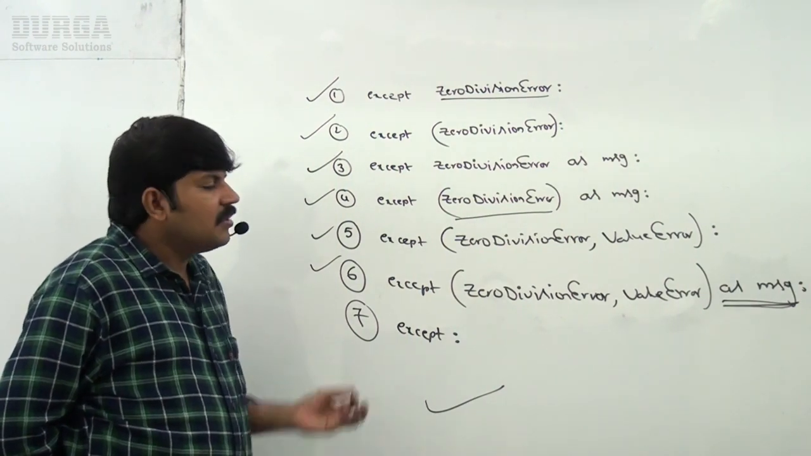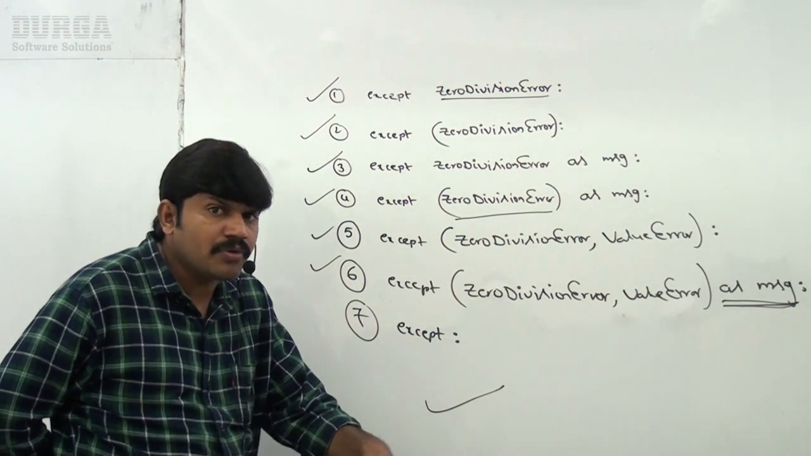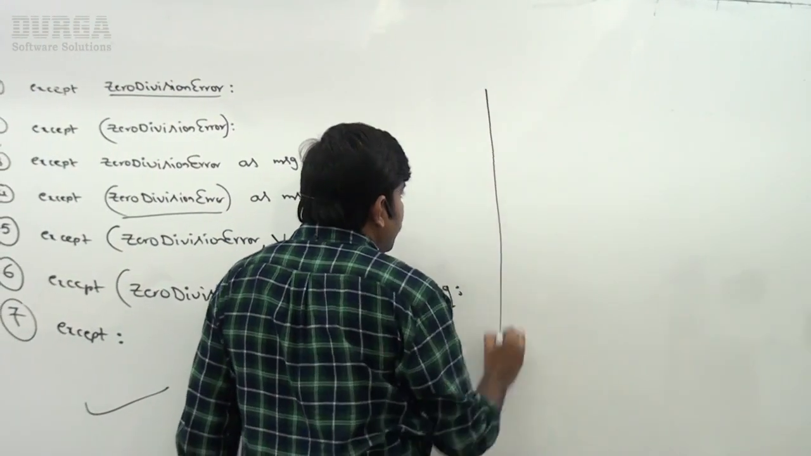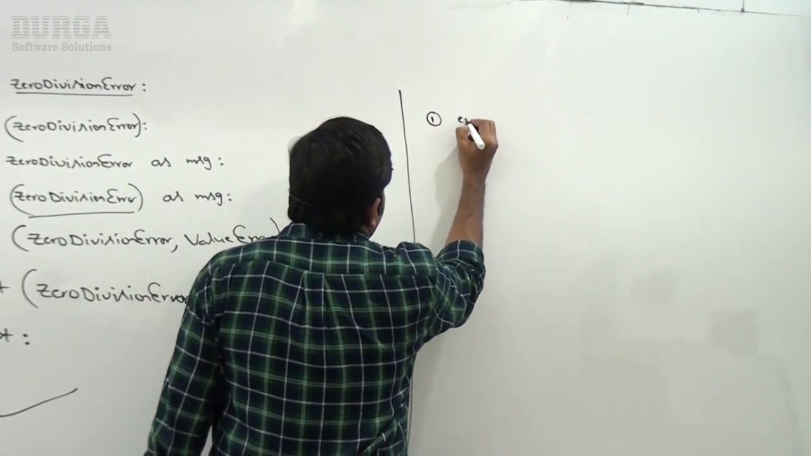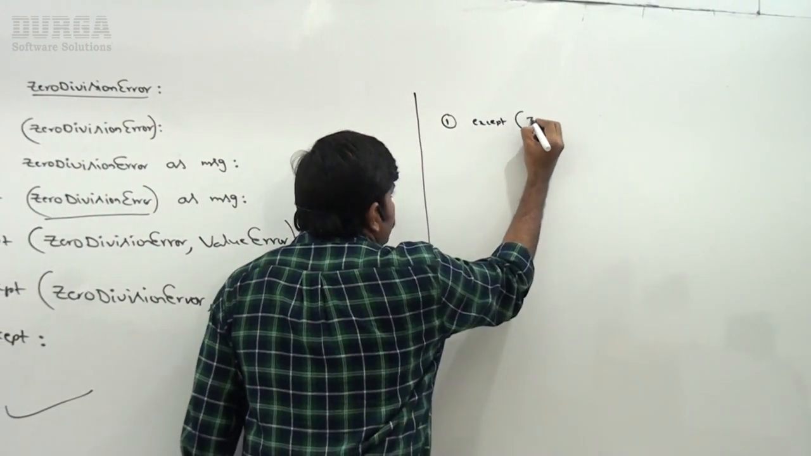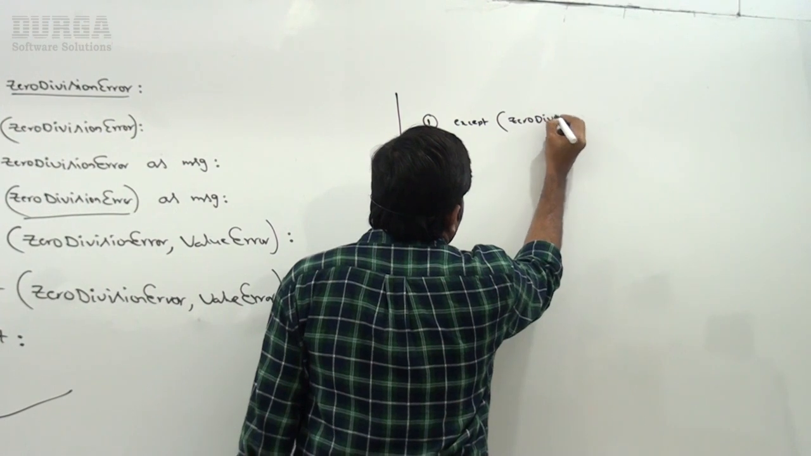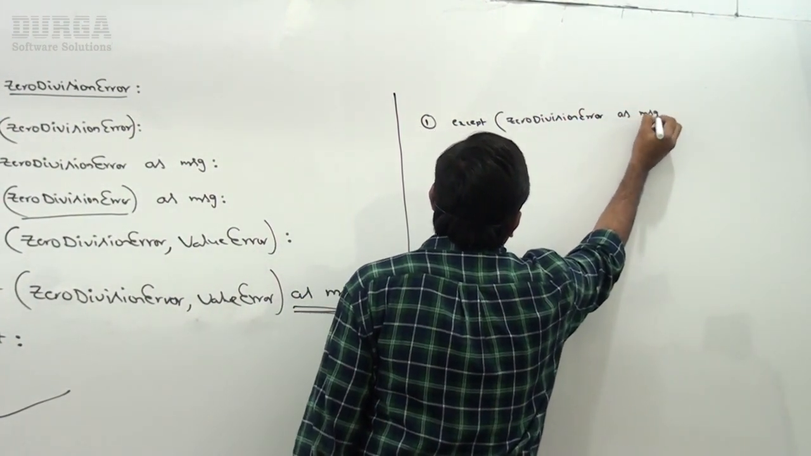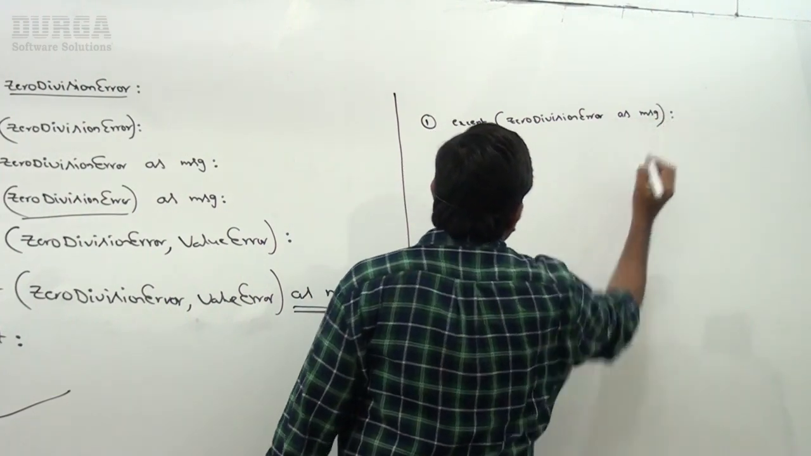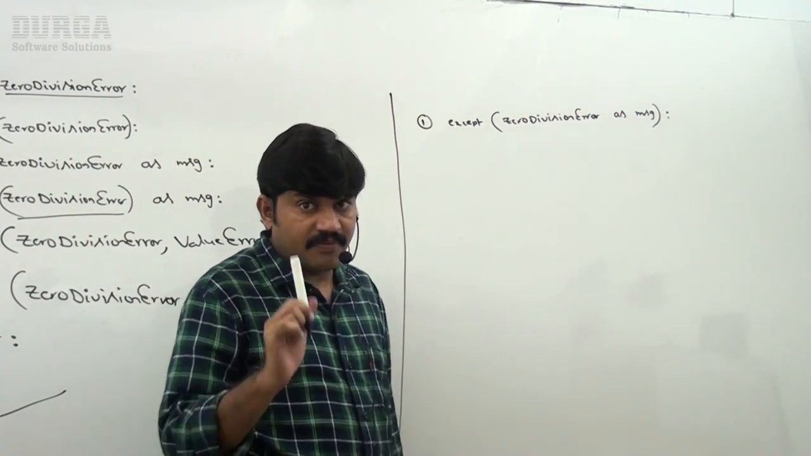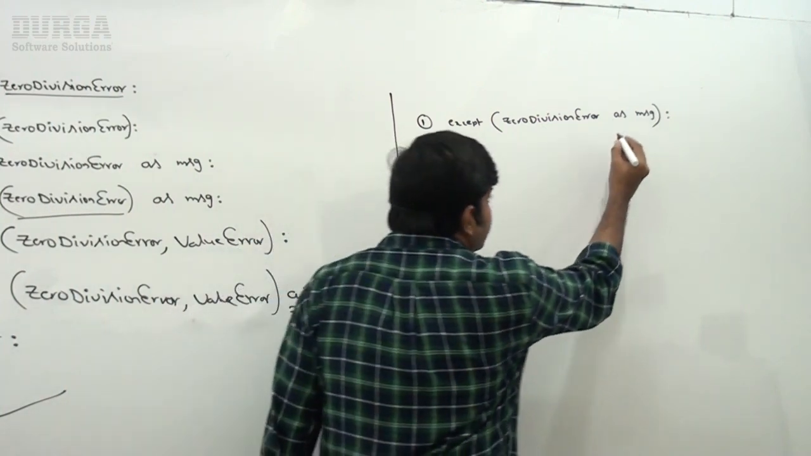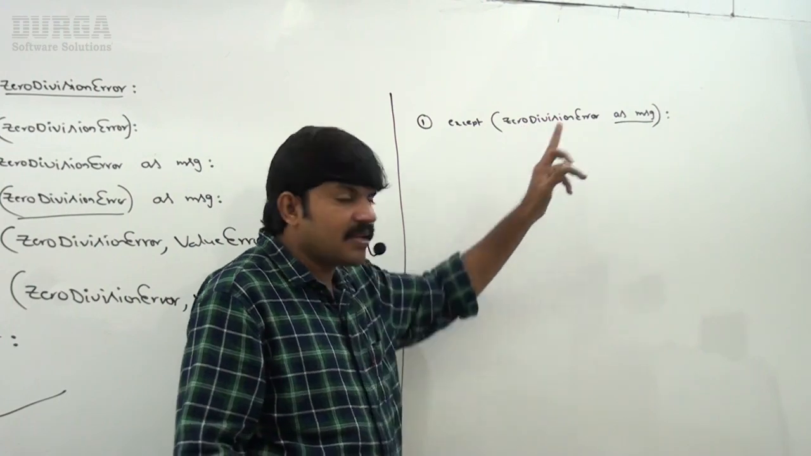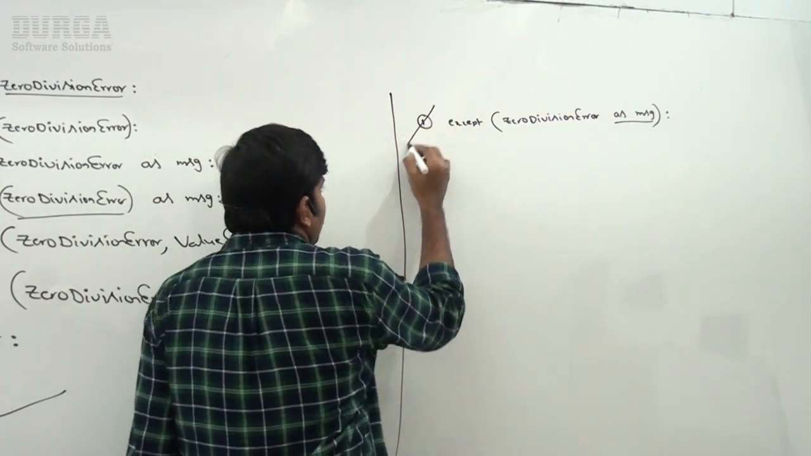Okay, so I will tell you some more. You have to decide whether these are valid or invalid. Observe very carefully, sir. What is the first one I'm taking? Except (ZeroDivisionError as message), like this I'm taking. Can you please confirm? Is it valid or invalid? Invalid. What is the reason for that? The as message should be outside of the parentheses only. So this is invalid, right?